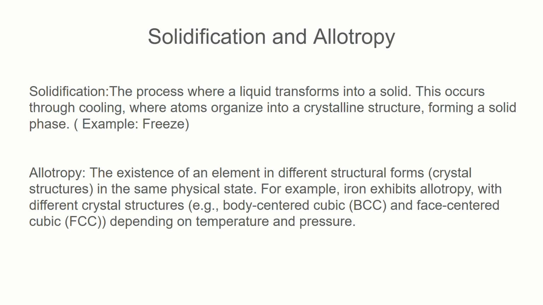An allotrope is the existence of an element in different structural forms in the same physical state. For example, iron exhibits different crystal structures, such as body-centered and face-centered structures, depending on temperature and pressure.